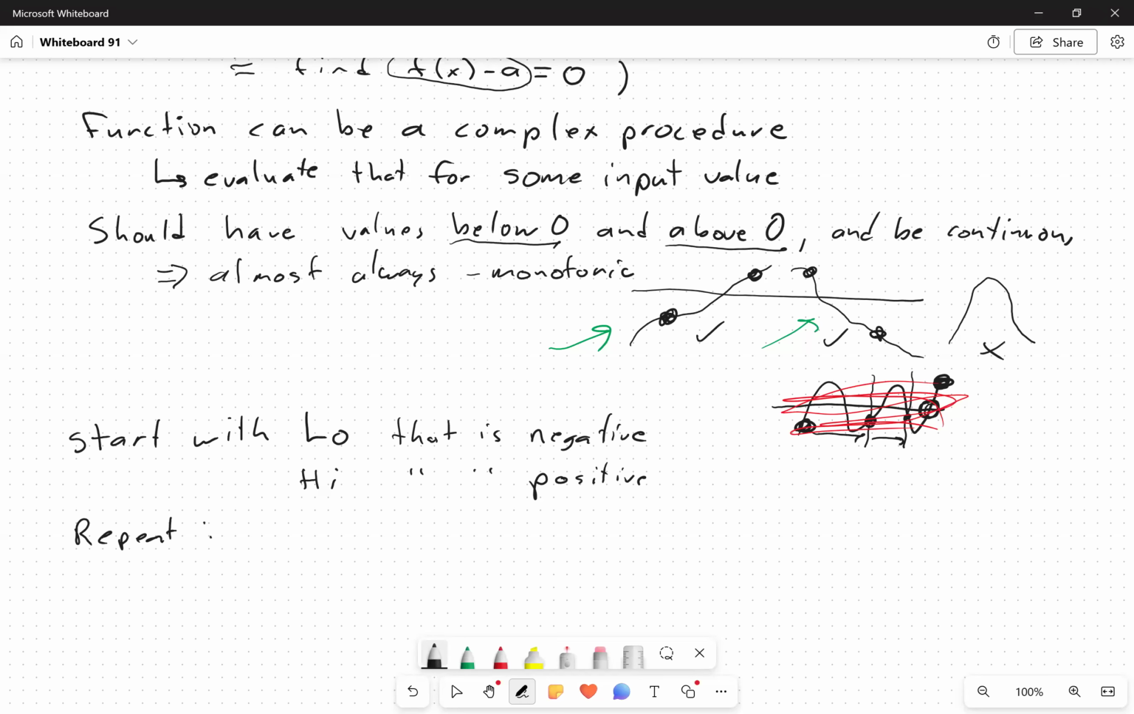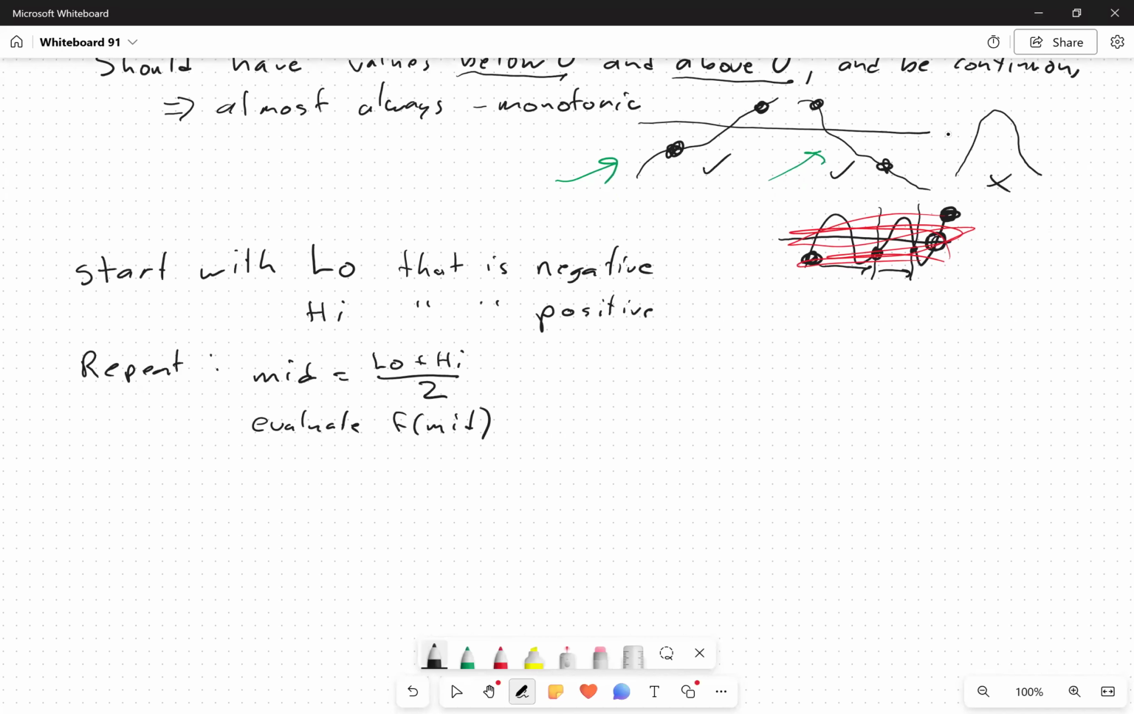the process where you define mid to be (low + high) / 2. You find the midpoint of the low and the high. You evaluate f at mid, so you check the value at the midpoint. And if it is less than 0, then low gets mid. So you assign mid to low. I'll just put equals, but that's assignment. Otherwise, else, you have high equals mid.